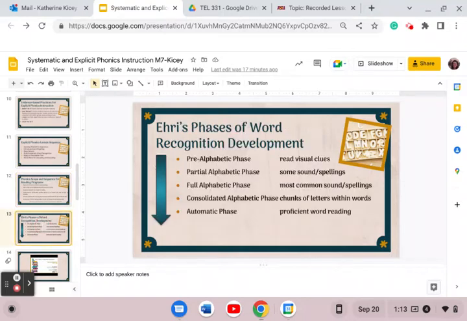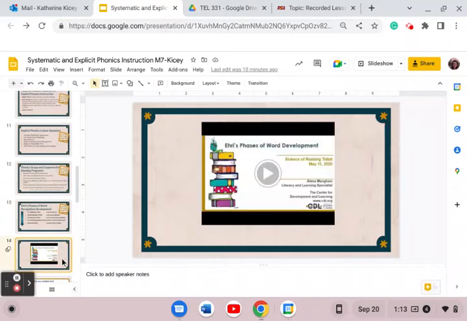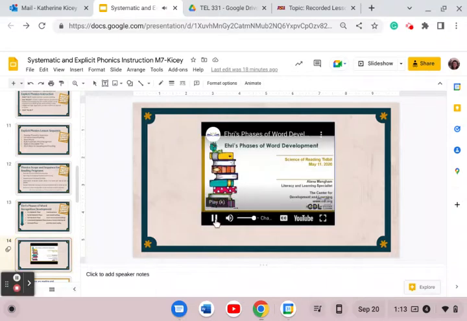So Ehri's phases of word recognition and development, you can see all the phases here. I want you to jump to the next slide. I'd like you to pause my video and play this YouTube video. This is an 8-minute video and it'll walk you through each phase. Again, I'd like you to pause me, watch the video, and then come back to the lesson.